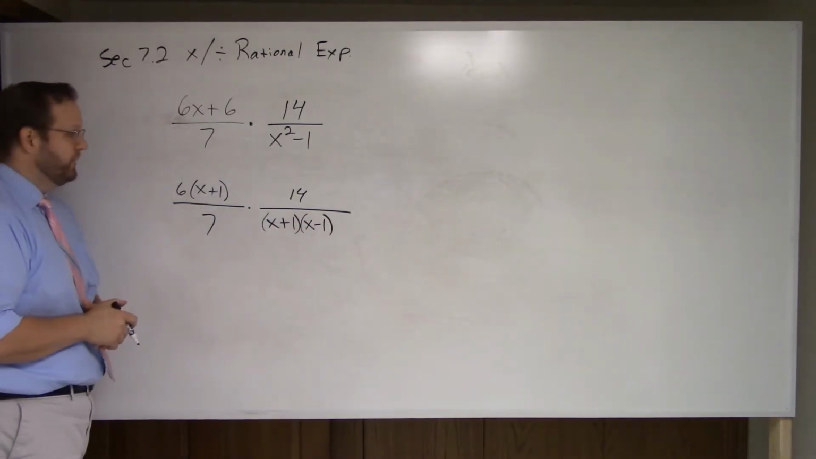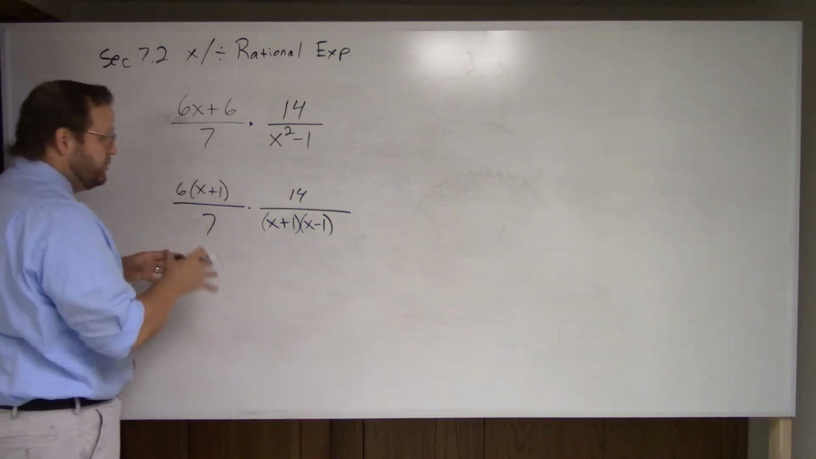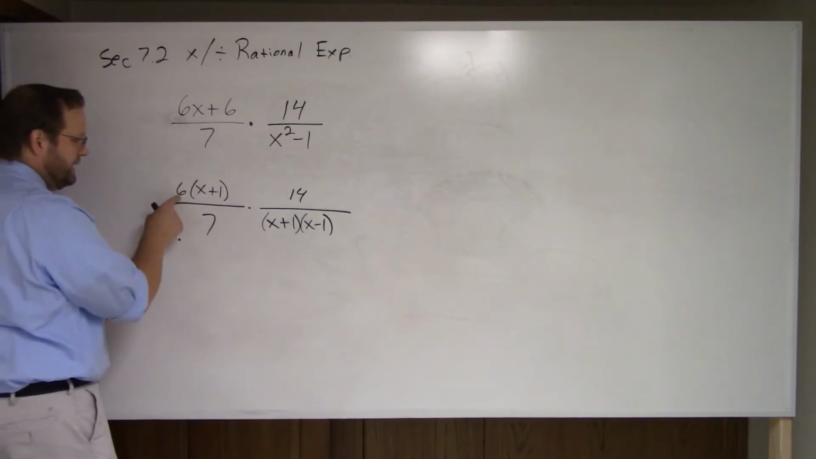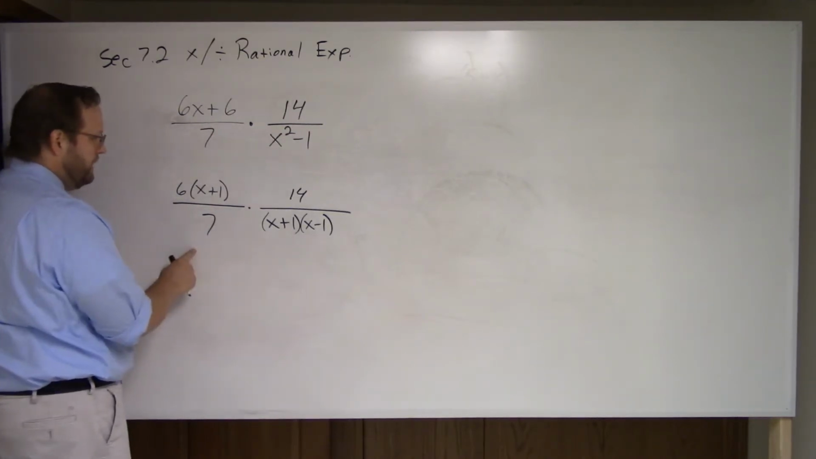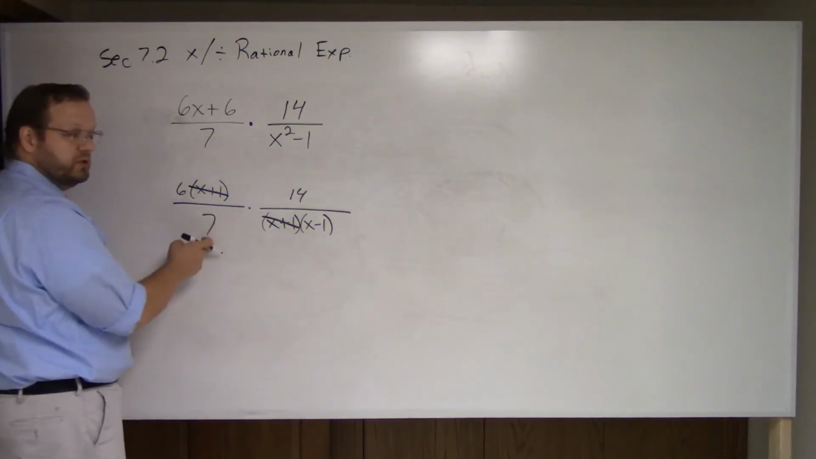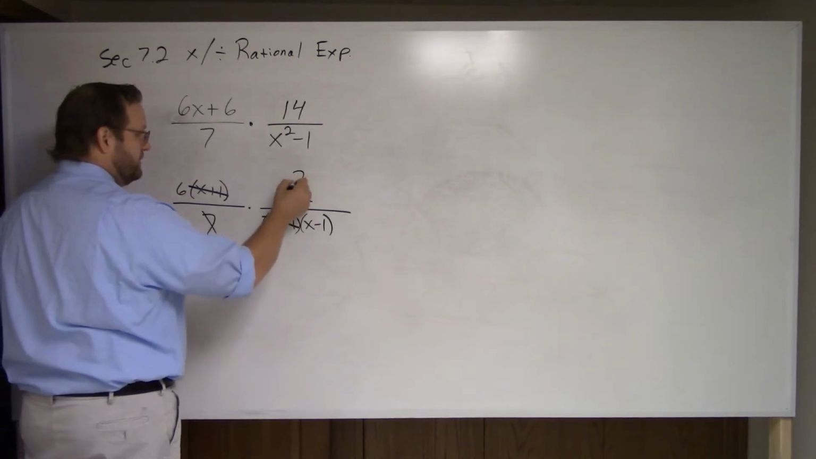We got that. Okay? Now, let's clean this up. This is where we cross out stuff on the top with stuff on the bottom. So 6 doesn't reduce with anything. X plus 1 sure does. And 14 reduces with 7. 7 divided by 7 is 1. 14 divided by 7 is 2.